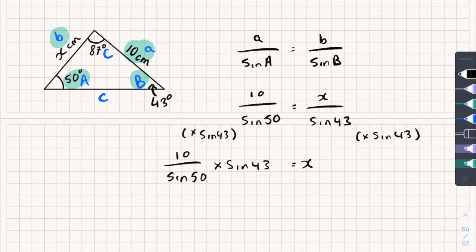So if I put all this into my calculator, I get 10 divided by sine 50 is 13.05, and I'm going to times that by sine 43, and we get that x is equal to 8.9 centimeters. So you can see it's quite easy really. You just need to know the formula, label up the triangle, and it'll be quite simple.